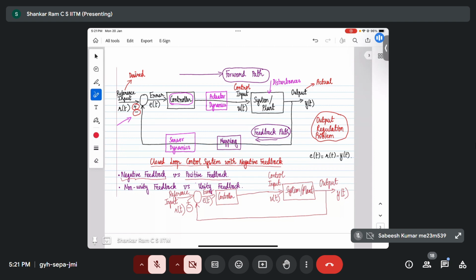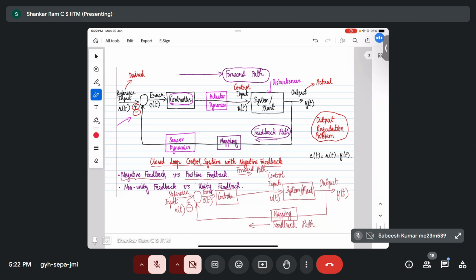Now, if we look at this particular path, it is what is called the forward path, where we go from the controller to the system and the output and so on. And then this path is what is called the feedback path. That is where we take measurement of the output that we want to control, and then we take corrective action. Sometimes in the feedback path, there may be a non-unity mapping.